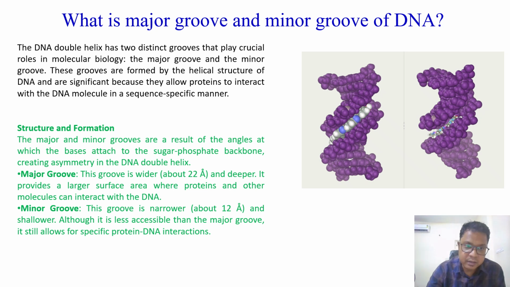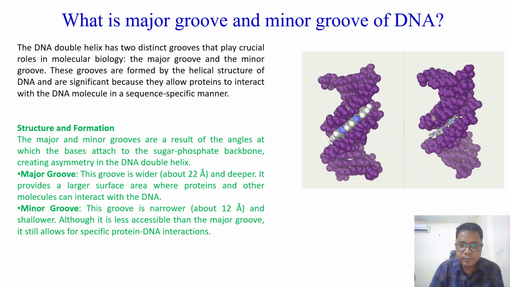So, structure and formation. The major and minor grooves are the result of the angle at which the bases attach to the sugar phosphate backbone, creating asymmetry in the double helix. So what is the major groove? The major groove is wide, about 22 angstrom. It provides a large surface area where proteins and other molecules can interact with the DNA. And the minor groove is narrower and shallower. Although it is less accessible than the major groove, it still allows specific protein-DNA interaction.